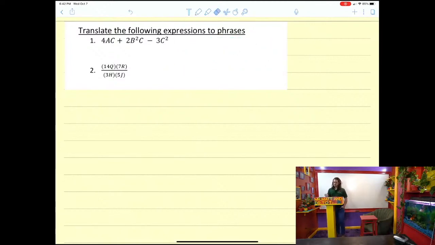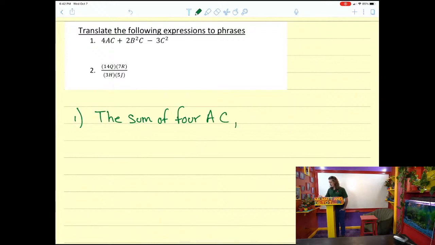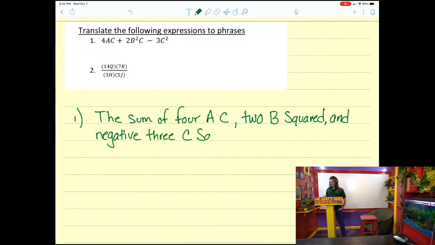Okay, so this first statement here, we could express either as the sum, I should have an article there, let me say the sum of 4ac, 2b squared, and negative 3c squared. You could also write that out longhand.